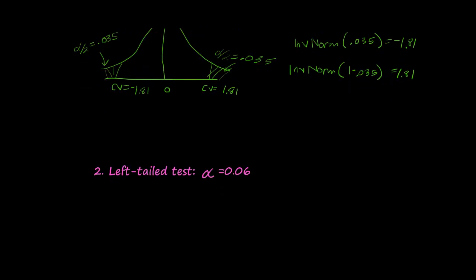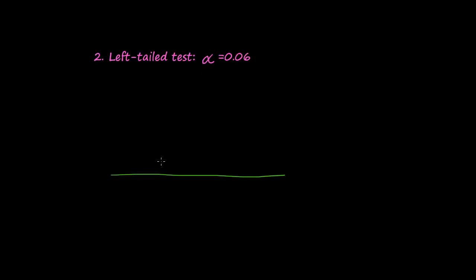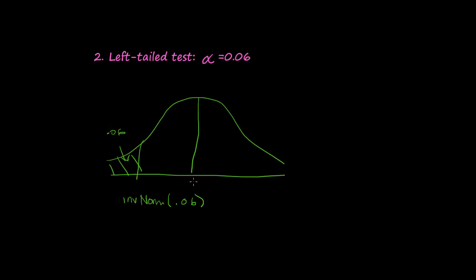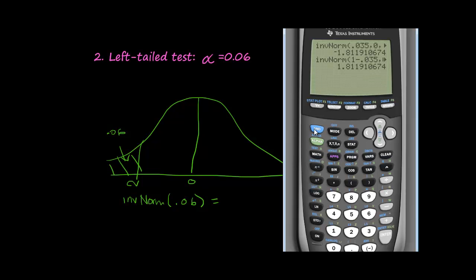Here we have a left-tailed test with alpha equals 0.06. So that means the shaded area is entirely in the left tail. This area is equal to 0.06. And as we said, inverse norm, the way that function works is area to the left. And the area to the left of our critical value is 0.06. This is 0. Here's our critical value. Okay, so using our function, 0.06, enter, enter, negative, as we expected, 1.5547, that would be negative 1.55.